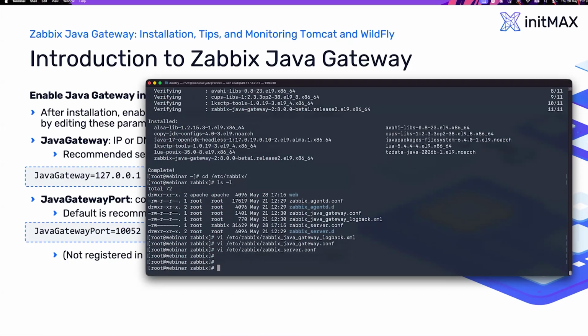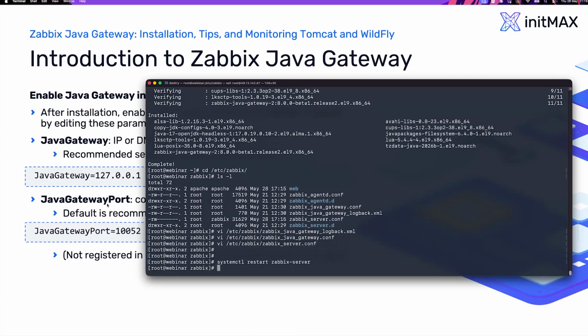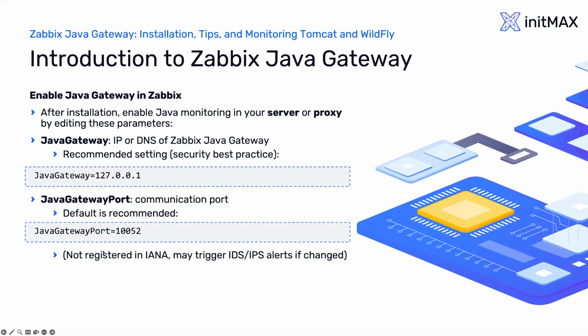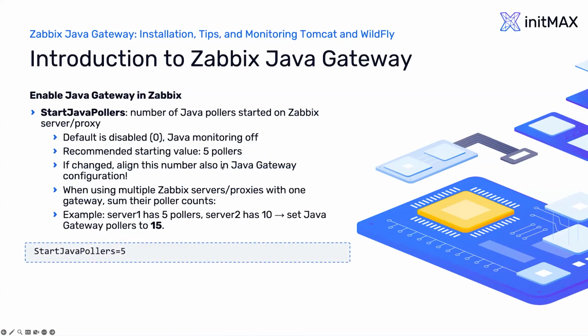So we made the changes, and every time we make changes to any Zabbix configuration file, we need to restart the service: systemctl restart zabbix-server. That's done. What else? The Java Gateway port, by the way, is not registered in IANA. It may trigger IDS/IPS alerts if you have systems like that. Enable Java Gateway in Zabbix: start Java pollers. That's what I just did. Default is disabled. Recommended starting value is 5. If changed, align this number also in the Java Gateway configuration.